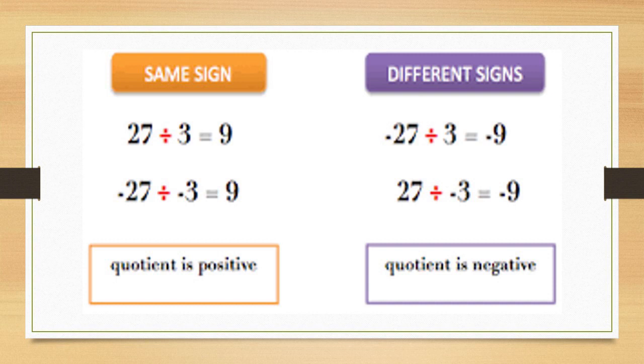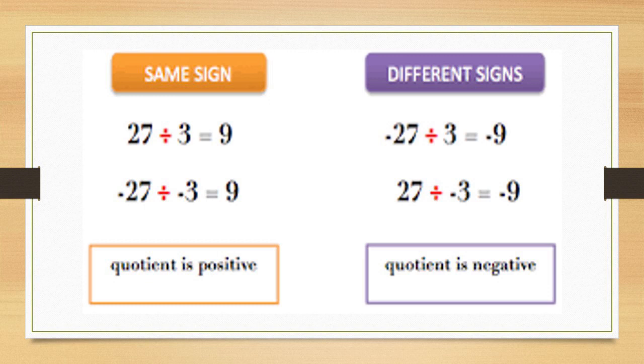27 divided by 3. Both the integers are positive, so the result is positive, which is 9. Minus 27 divided by minus 3. Both are negative. 27 divided by 3 is 9, we know it is 9. Both the integers are negative, so it will be plus 9. What we do is simply divide without considering the sign. First we divide without considering the sign. Once we have divided, we get the quotient, then we consider the sign.